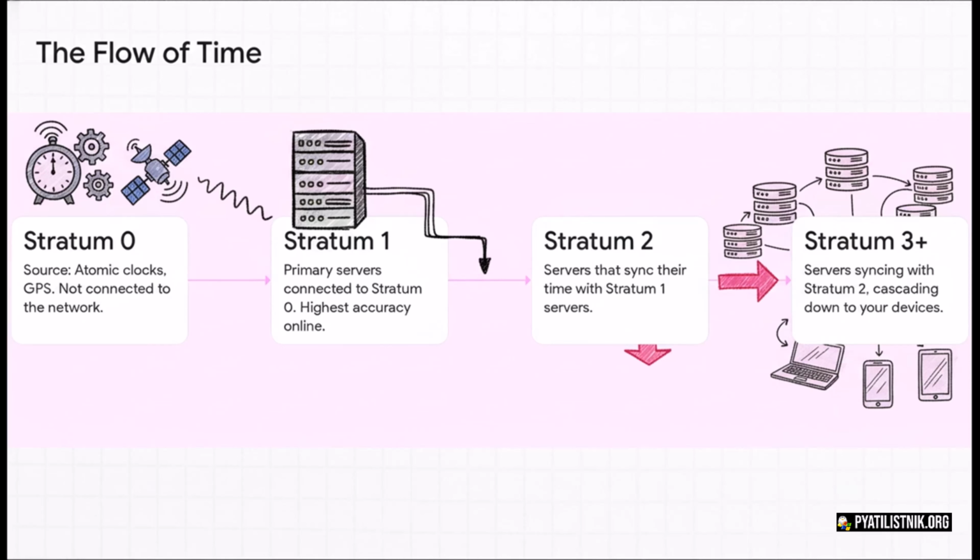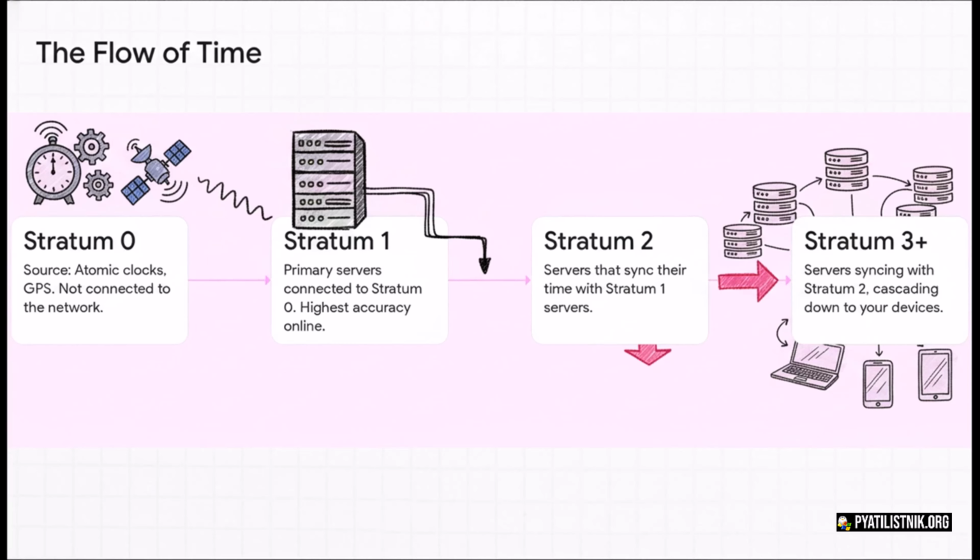And this just illustrates the flow perfectly. Right at the very top, you've got Stratum 0. These are the gods of time. We're talking atomic clocks and GPS satellites. They're the ultimate physical source. Then, directly connected to them are Stratum 1 servers, the most accurate timekeepers on the internet. They pass the time down to Stratum 2 servers, who then pass it to Stratum 3, and on it goes, cascading all the way down until it finally reaches your laptop.